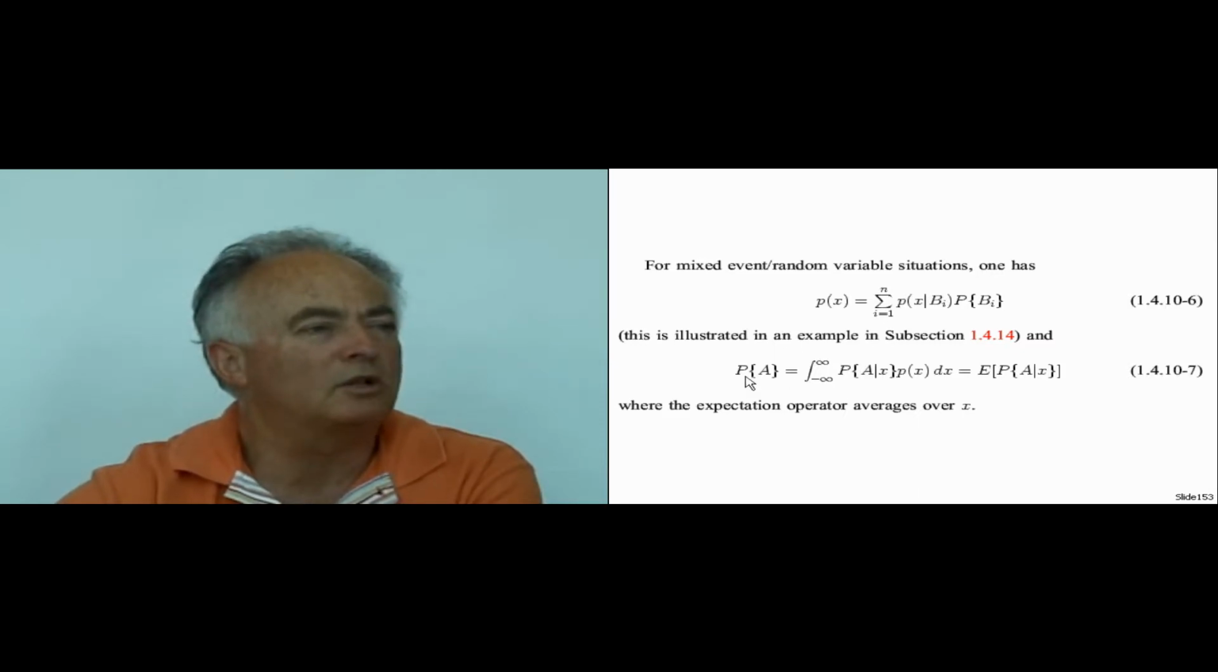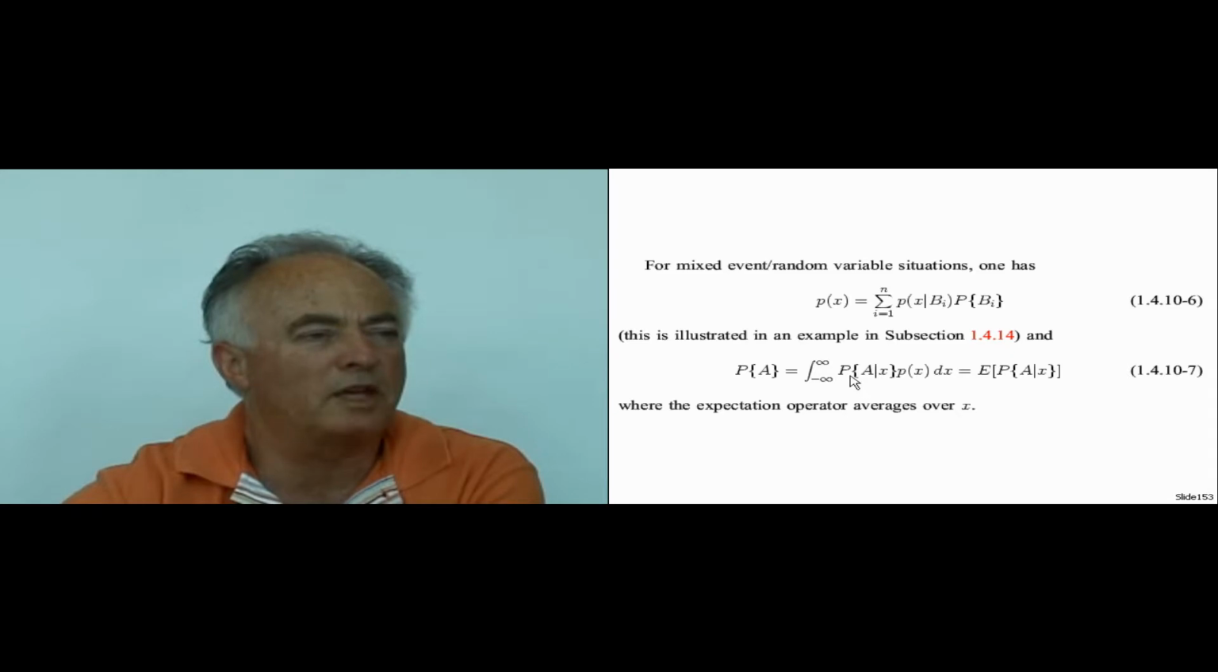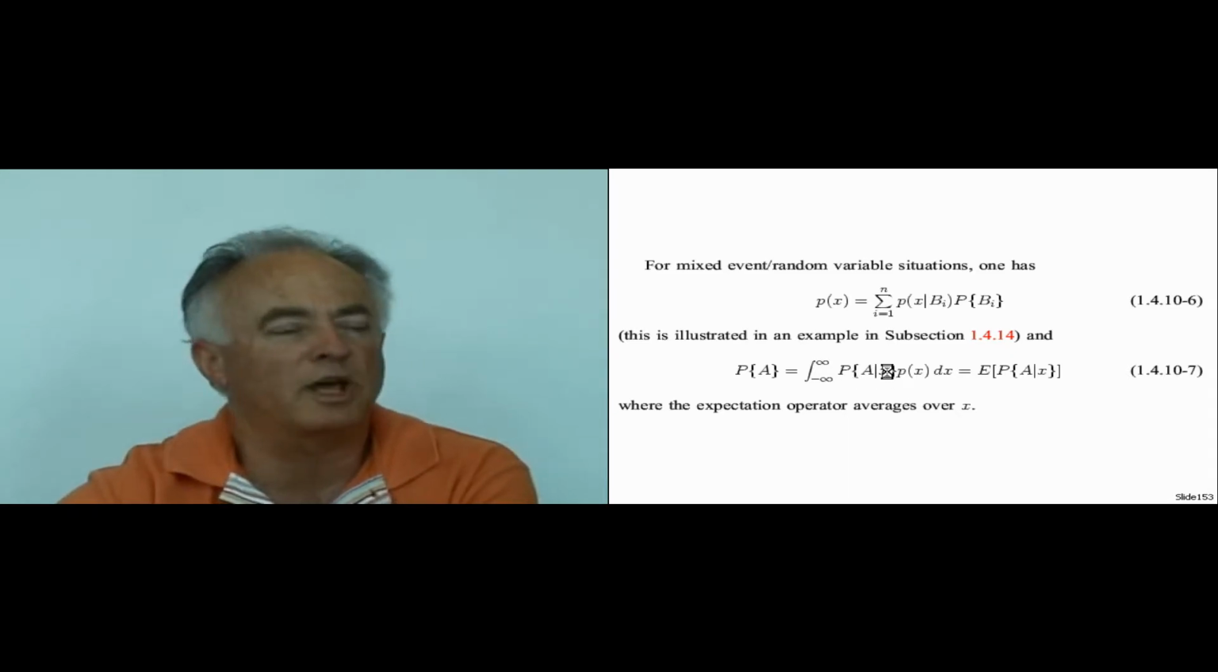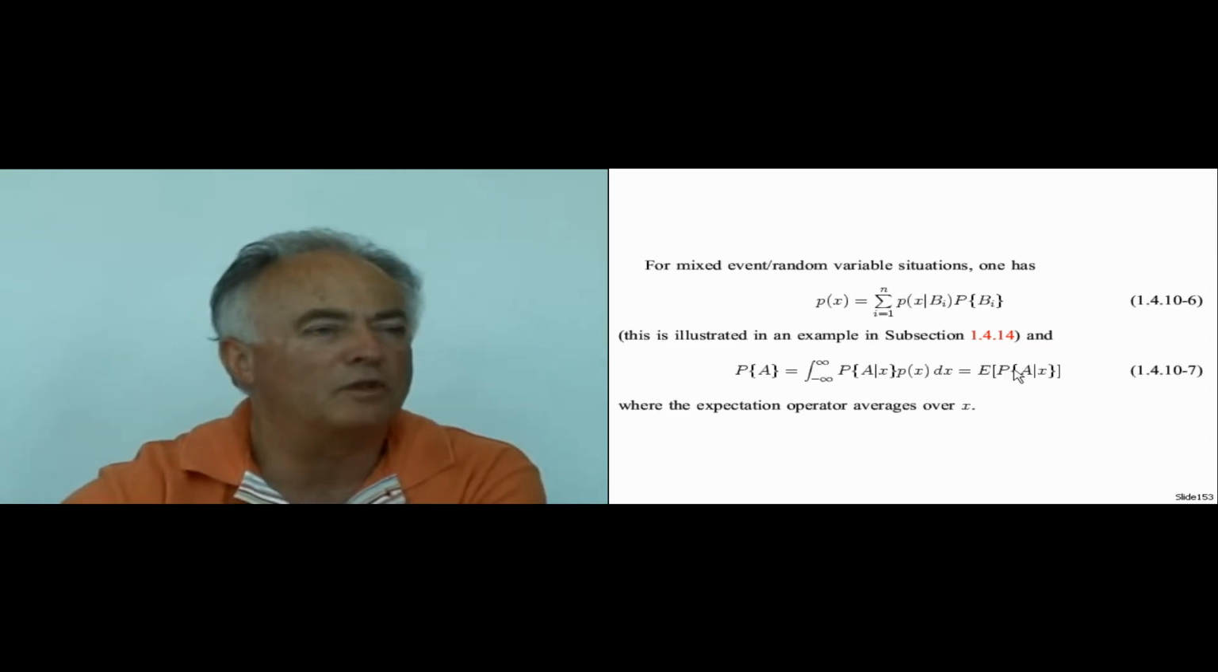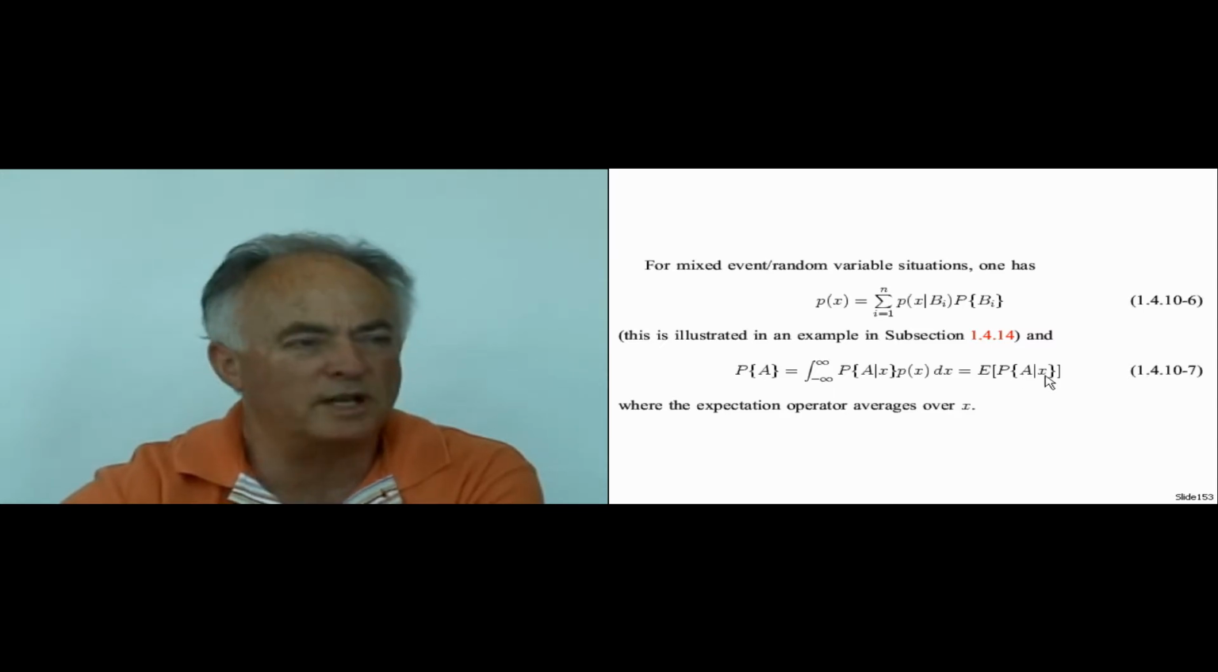And the other way around, the probability of the event A can be written as the integral of the probability of the event A conditional on the random variable x times the PDF of this random variable x dx, which, if you remember the definition of the expectation, is nothing but the expected value of this function of a random variable. P of A given x is a function of the random variable x. Therefore, what we have here is the expected value of the probability of the event A given x, over x, gives us the probability of A.